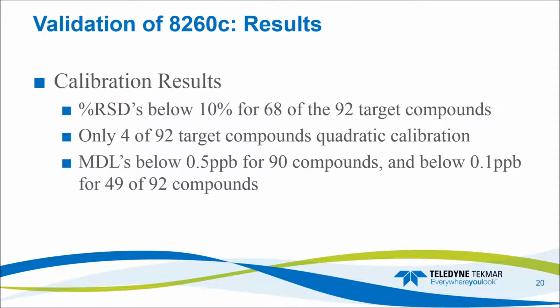For our calibration results, we saw that we had excellent RSDs across all 92 compounds. For 68 of those compounds, we were below 10% RSD on average response factors calibration. Only 4 compounds out of that entire list were done by quadratic calibration, so we had really good linearity across most compounds. And then we had excellent MDLs. We were below a half ppb for 90 of those 92 compounds and below 1.1 ppb for roughly half of those 92 compounds.